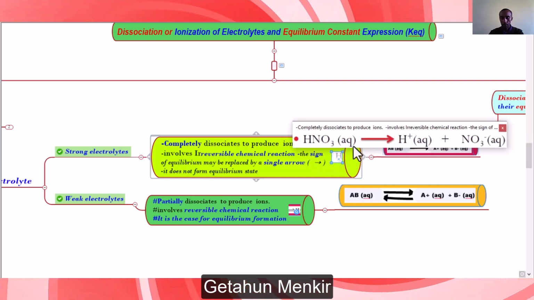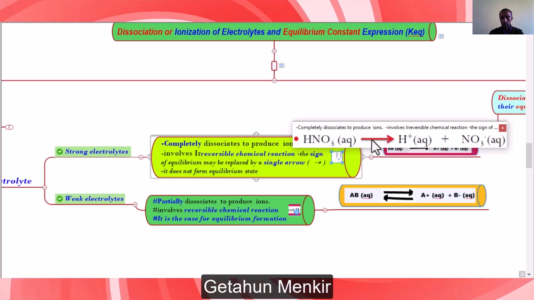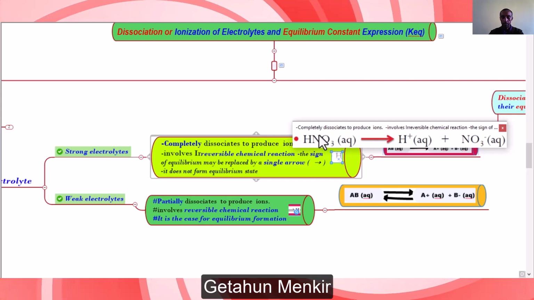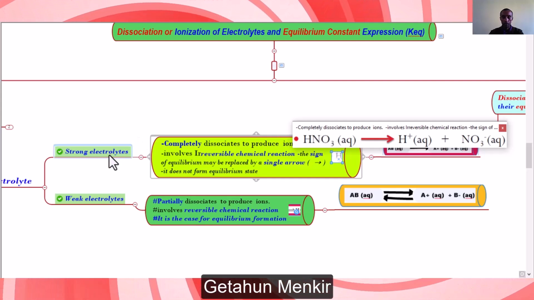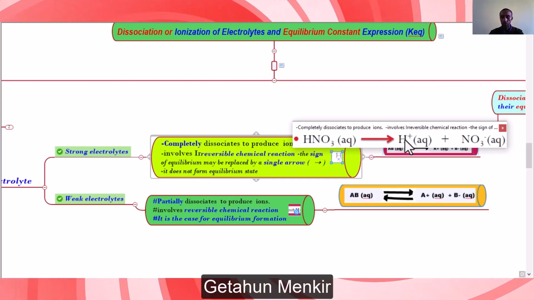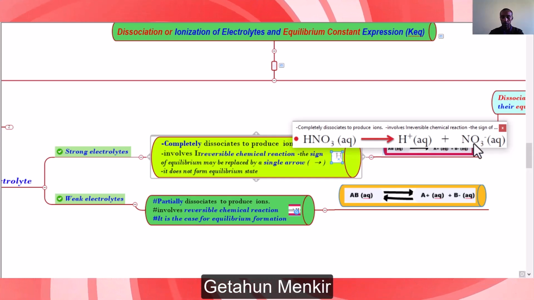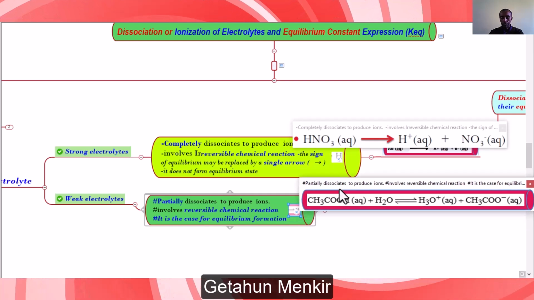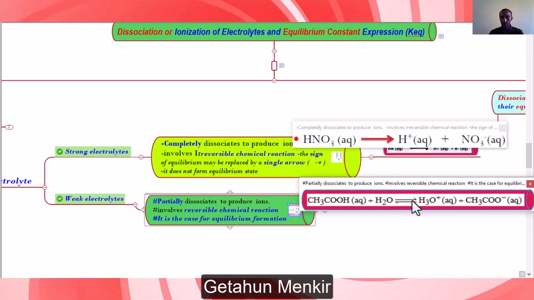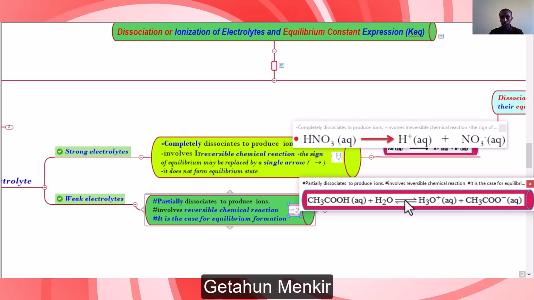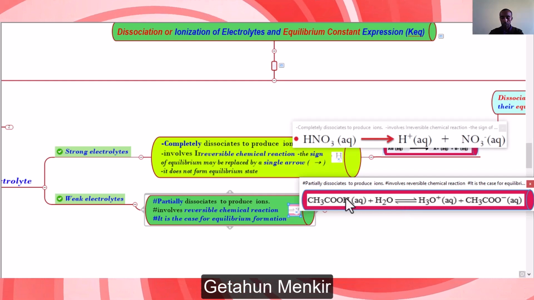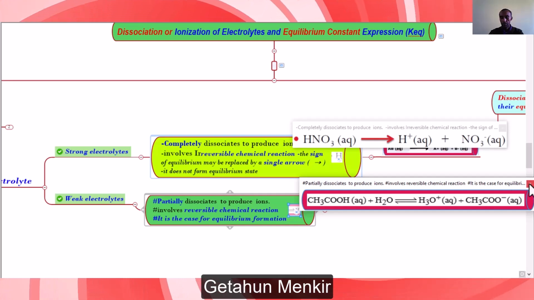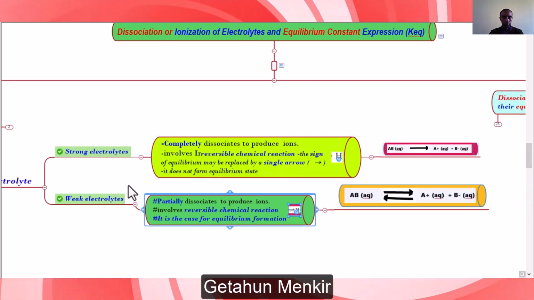As you can see from here, this chemical reaction is indicated by a single arrow, so nitric acid can be considered a strong electrolyte because it is completely dissociated into positive and negative ions. Whereas if you consider this chemical reaction, it is a reversible reaction because it is indicated by a double arrow. So because of this, acetic acid is considered a weak electrolyte. This is the concept of electrolyte and the types of electrolyte.